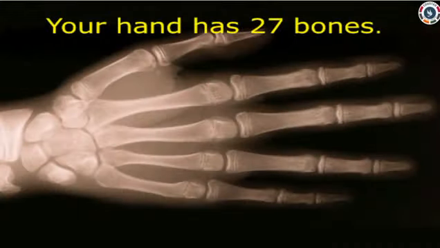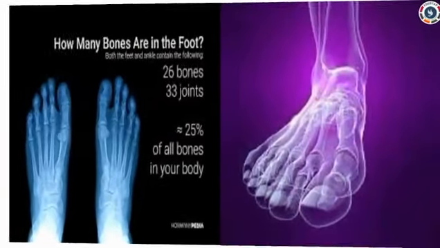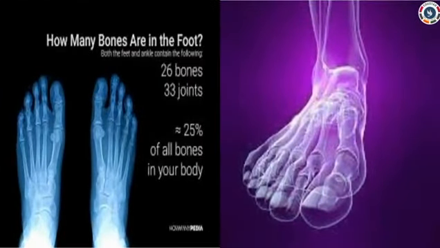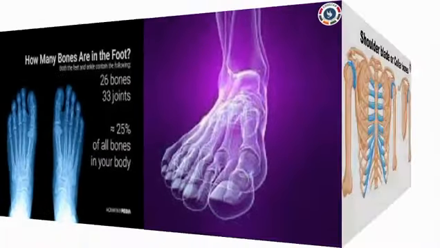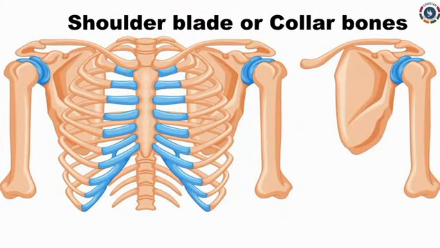The next concept is hands and feet. More than half of the bones in our body are present in our hands and feet. There are 27 bones in each hand and 26 bones in each foot. Students, next we are going to learn about arms and legs.